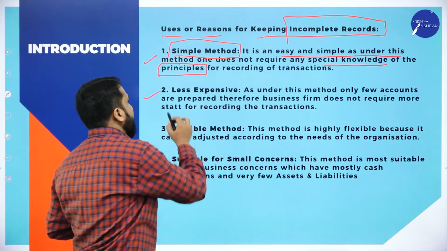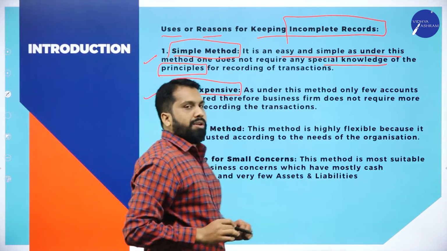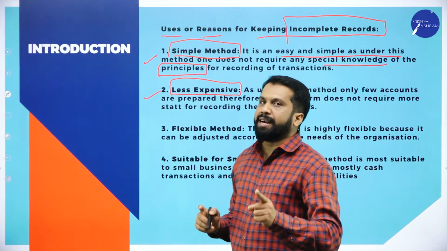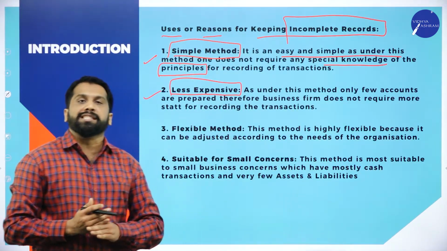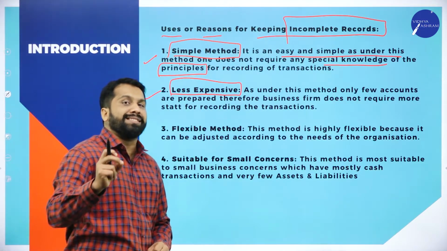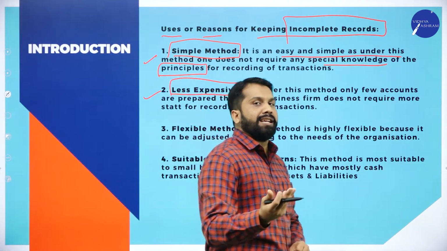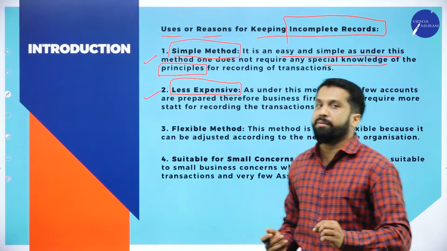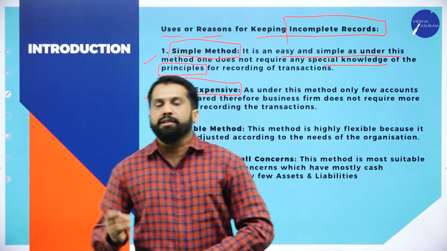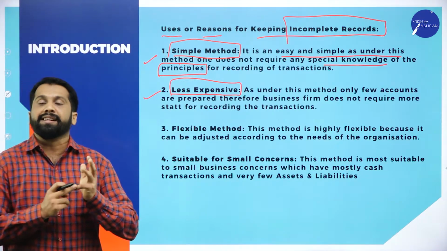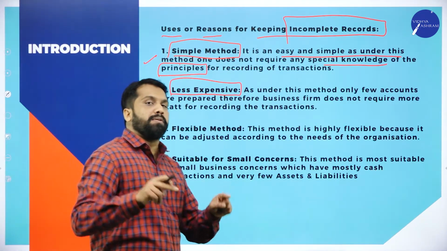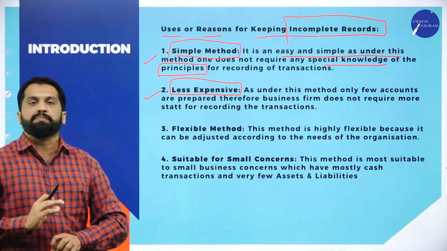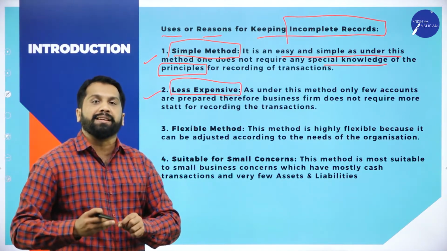The second one is less expensive. As I told you, if you are maintaining the double entry system, you need to appoint one person as accountant. If your transactions are bigger, you have to appoint a chartered accountant. What is the salary of a chartered accountant or a professional accountant? The salary amount will be higher. Along with that, you should have accounting software, which is expensive. You should have proper books of accounts, which is expensive. You have to file your tax return, which is expensive.